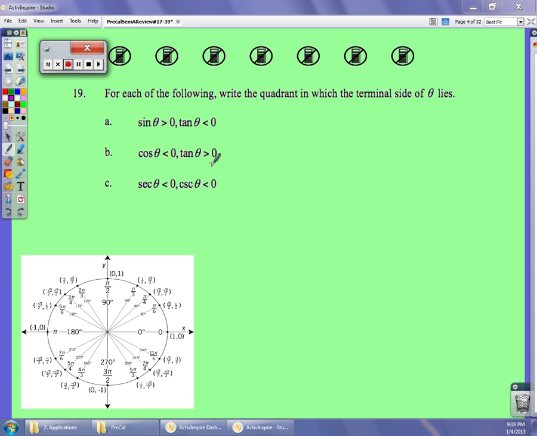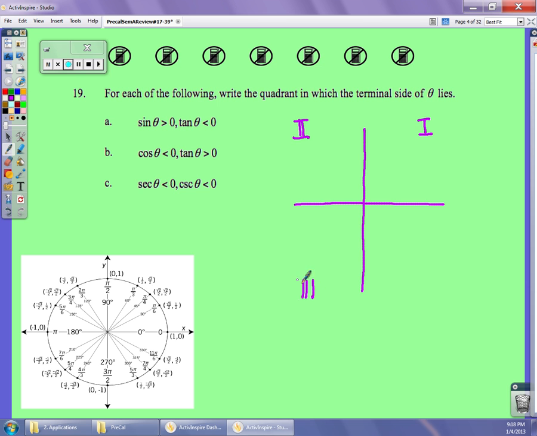On number 19, they're asking us to write the quadrant in which the terminal side of theta lies. Now, I'm going to draw just the quadrants here. Remember, this is quadrant 1, quadrant 2, quadrant 3, and quadrant 4. This one is positive for x and y. This is negative for x and positive for y, negative for both, positive for x, and negative for y.